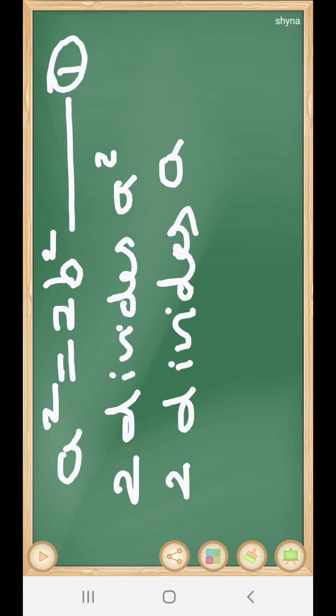If 2 divides a, what can we write? 2 is a factor of a. So a equals 2 into some number. I am considering c, so a equals 2 into c, for some integer c. Then we got a equals 2c.